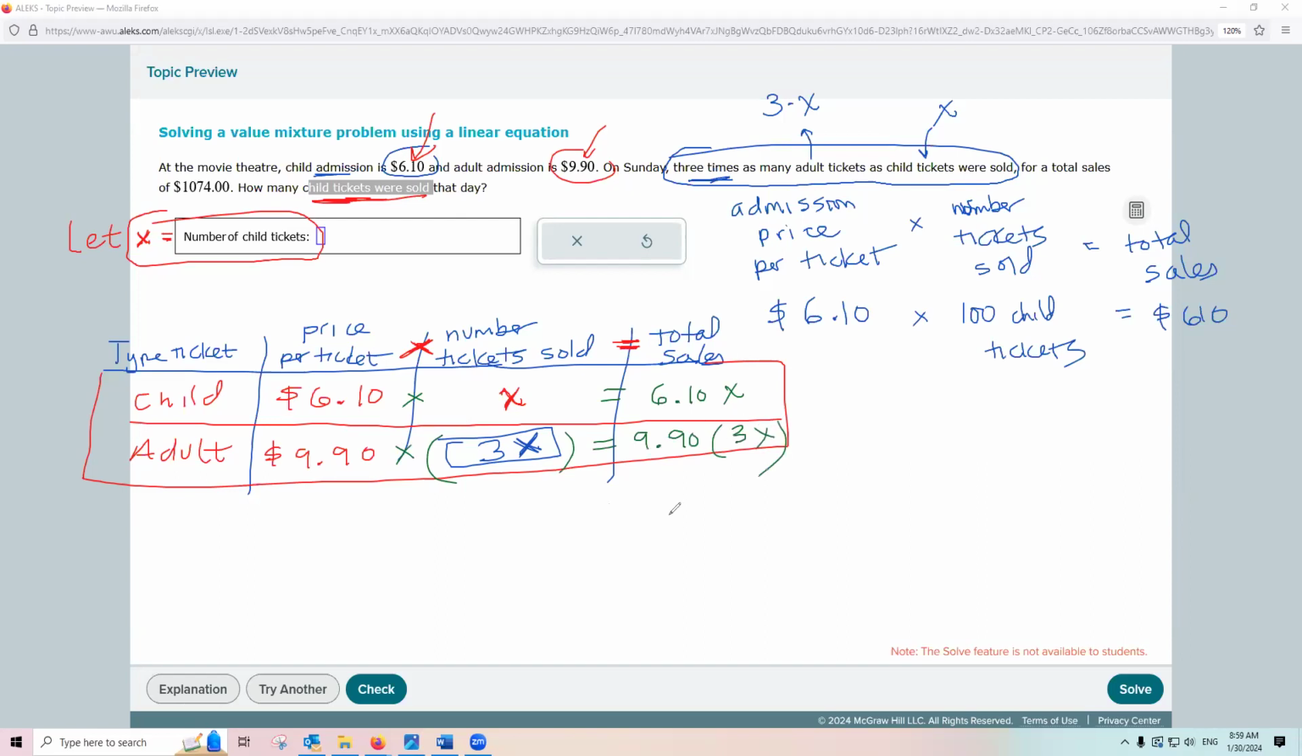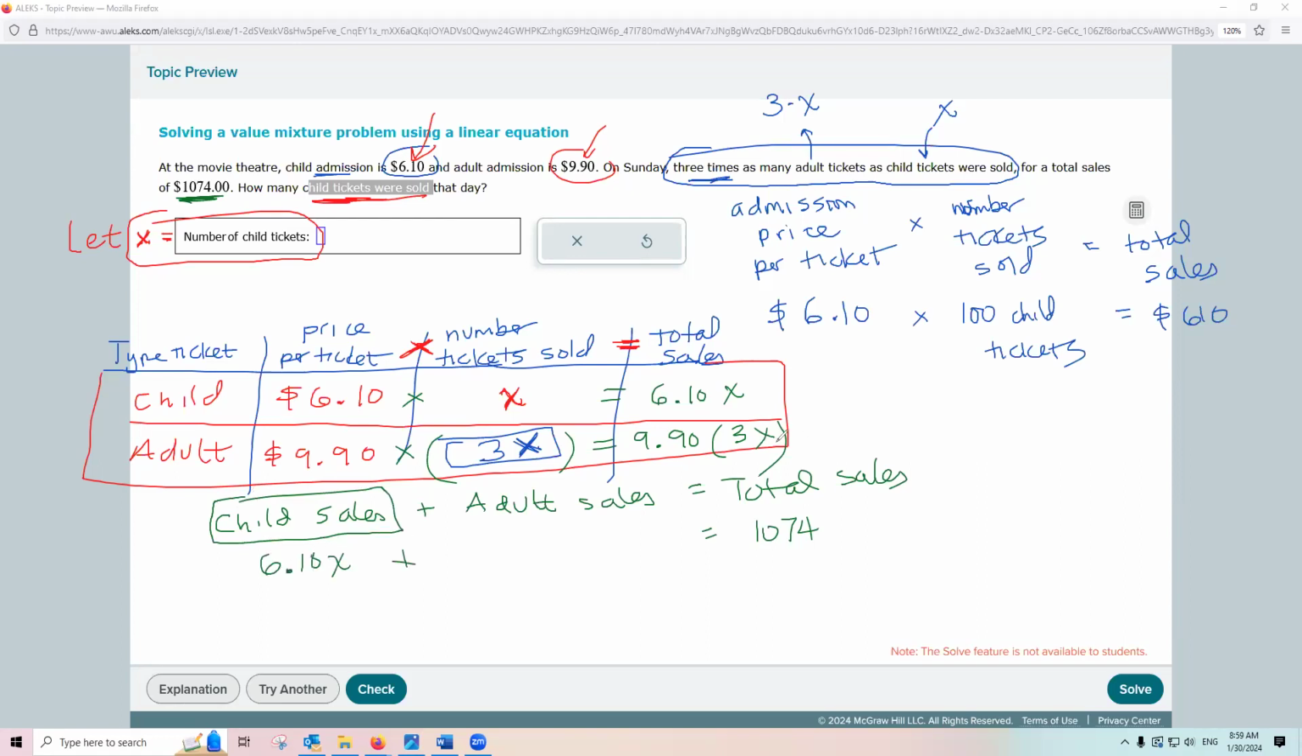Let me write an equation. If I take the child sales plus the adult sales, that has to equal the total sales taken in. But I know the total sales taken in that was given to me in the problem is $1,074. All right, let me fill in the child sales. Well, according to my table, that's 6.10x. Let me do the adult sales. That was 9.9 times 3x.